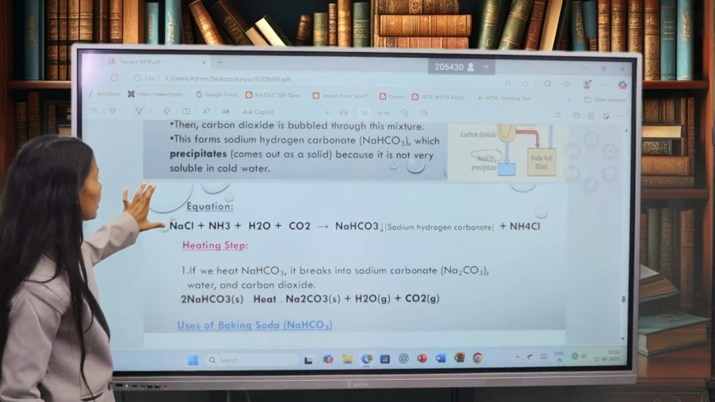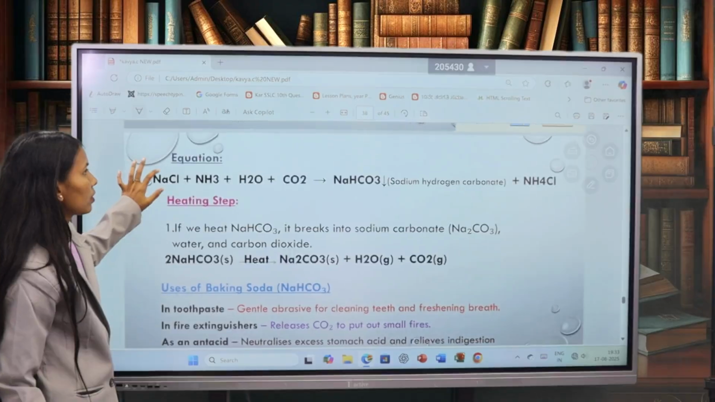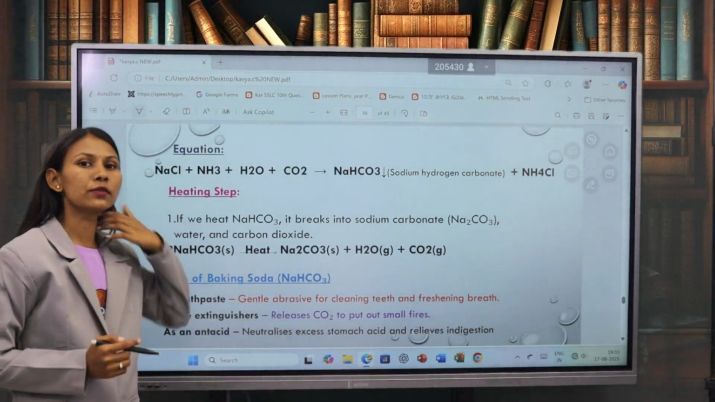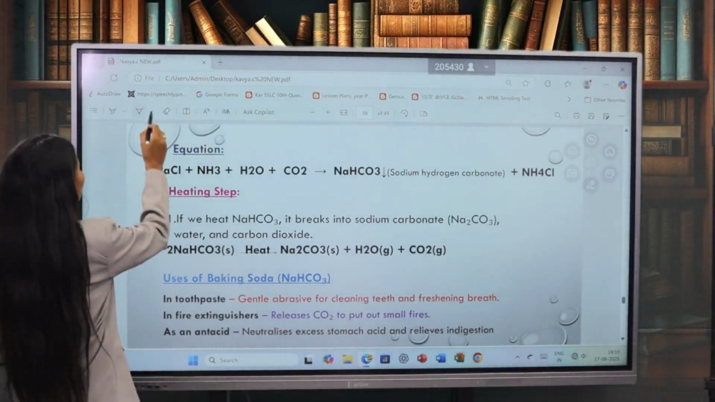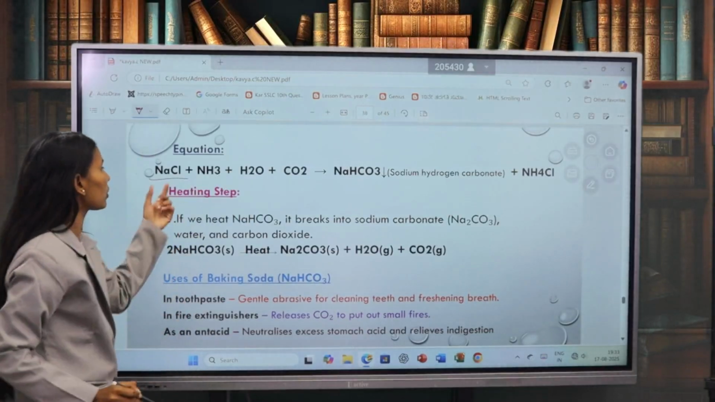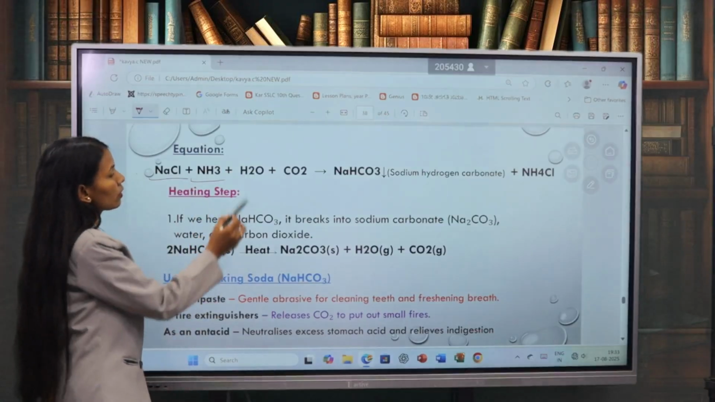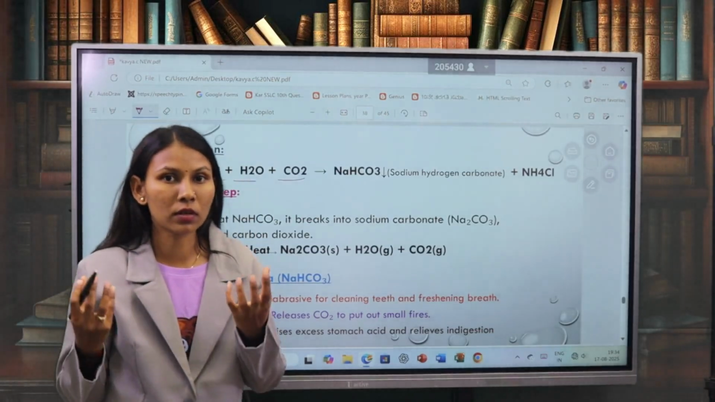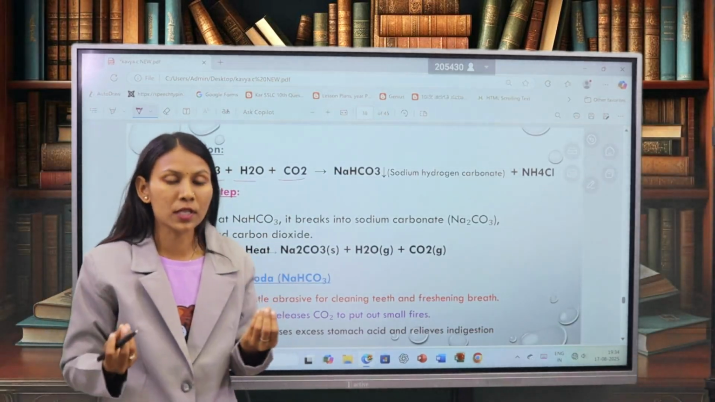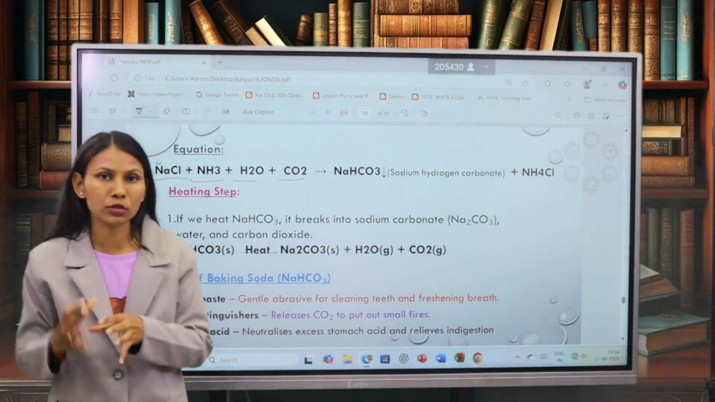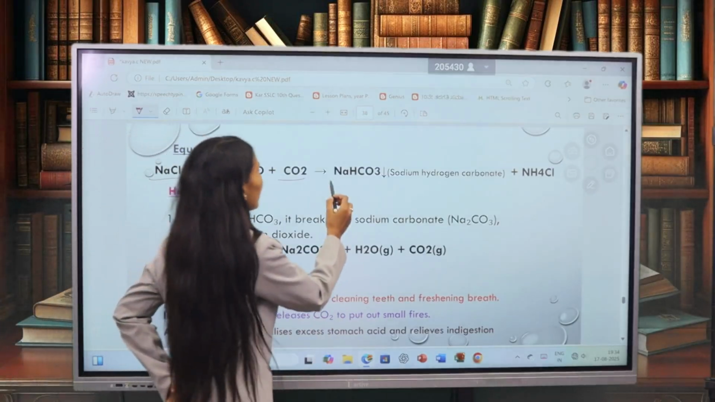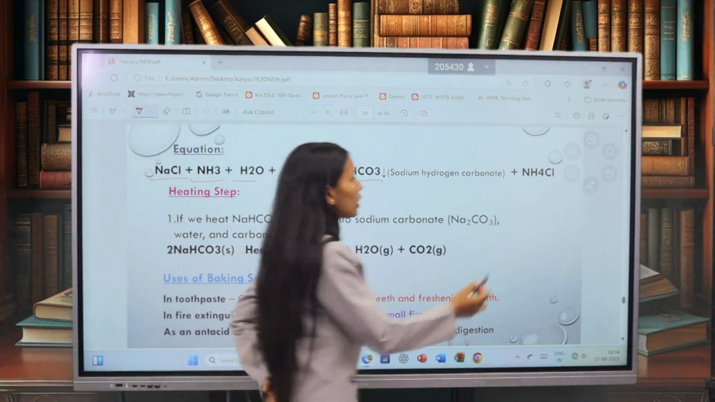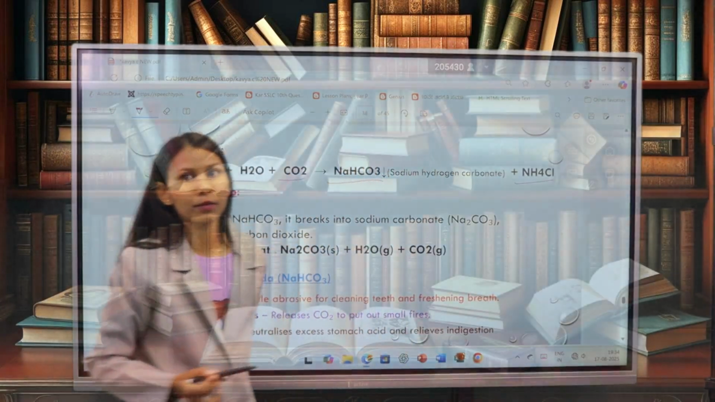That is the equation of baking soda. That is the chemical equation. We saw the process, so let's see how it is formed in chemical equation form. We are taking NaCl, that is sodium chloride, ammonia gas, water, and carbon dioxide. Once these four reactants react together, they form sodium hydrogen carbonate as well as NH4Cl.